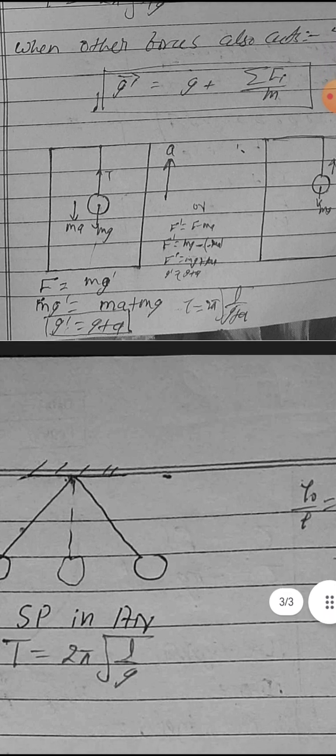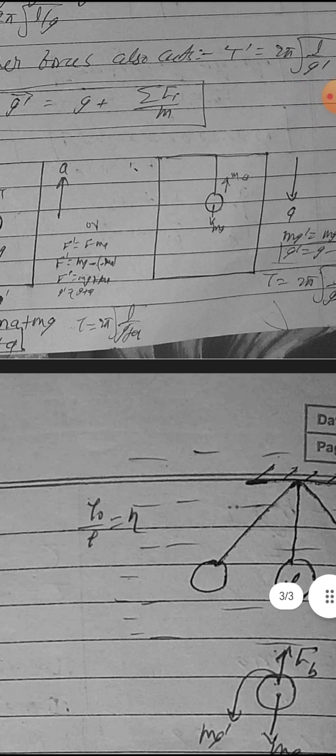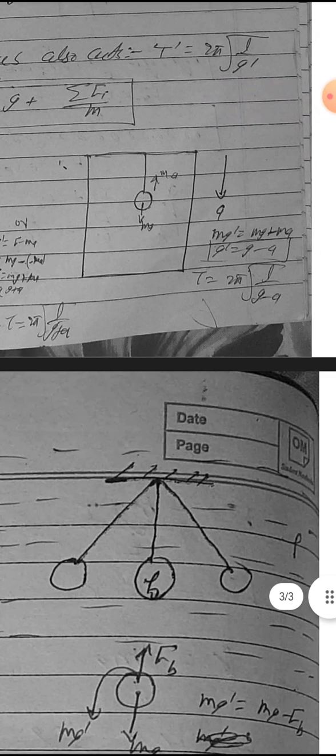So suppose net force is F dash and that comes out to be mg dash, so that would be equal to ma plus mg, right? So g dash equal to g plus a. So for a lift which is going upward, net gravity on this pendulum is not g, this is equal to g plus a. Similarly, for the lift going downward, net gravity would be g minus a.